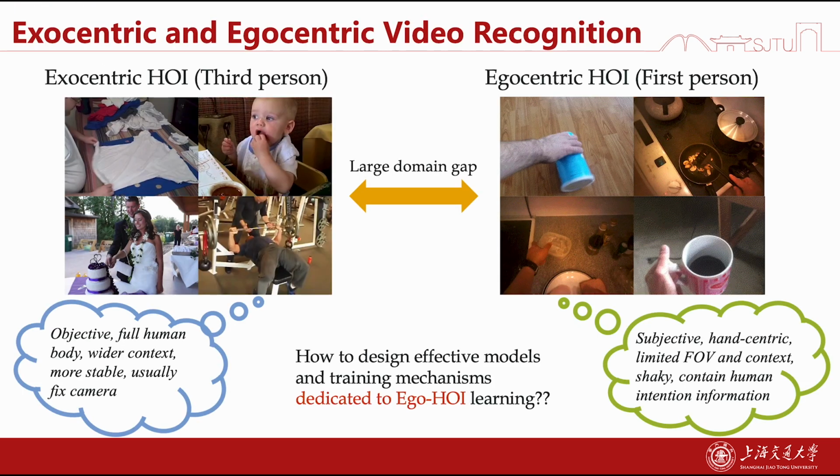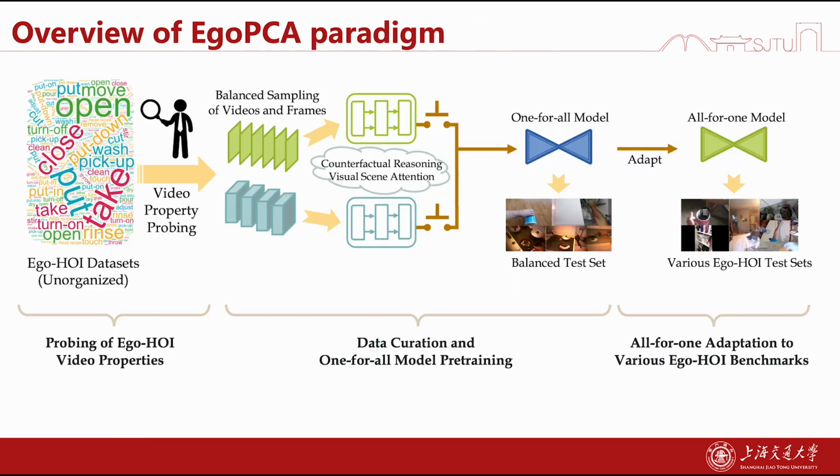Understanding egocentric hand-object interactions, or EgoHOI, from first-person video is a key capability for embodied AI agents. There is a large domain gap between egocentric and exocentric videos. Exocentric videos are objective and contain the full human body and wider context, while egocentric videos are subjective and contain mainly human hands in limited FOV. However, most prior work relies on models and datasets for third-person action recognition, despite the large gap between egocentric and exocentric videos. So, how can we design effective models and training mechanisms specifically for learning EgoHOI?